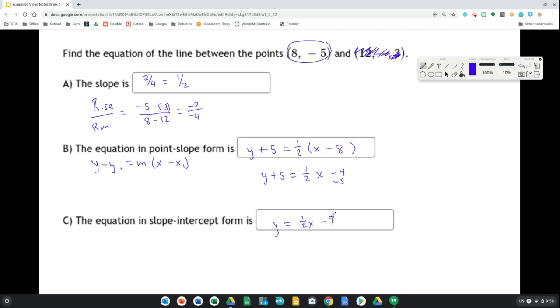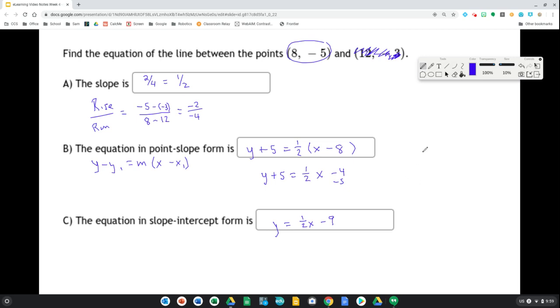So again, you're not really doing anything that you haven't done before. It's just combining those things together. You have found the slope before. You have written equations in point-slope form before. You've written them in slope-intercept form. The difference is you're putting it all together. So you're going to start with 2 points. First thing you're going to do is find the slope. Once you've found the slope, you're going to put it in point-slope form. Once you have it in point-slope form, then you're going to rearrange it into slope-intercept form.